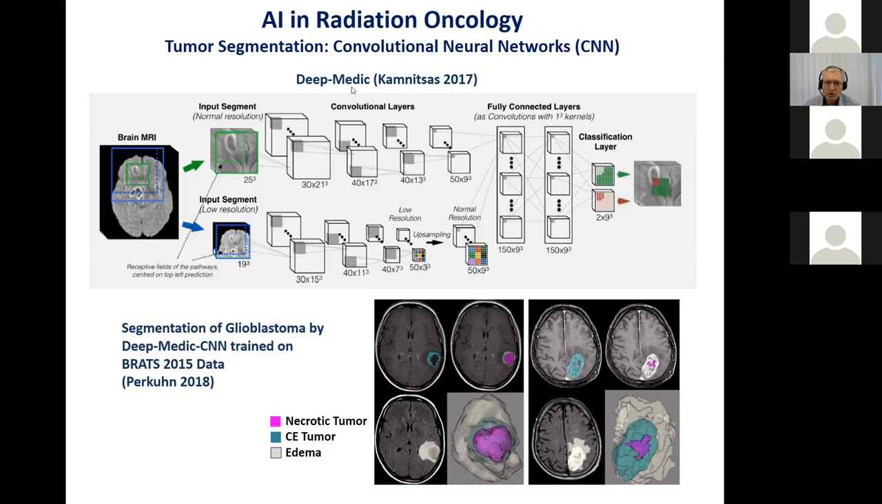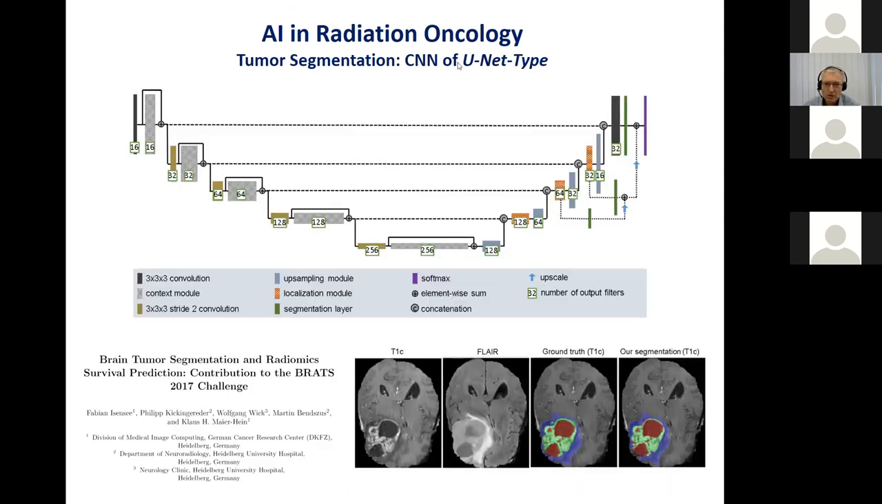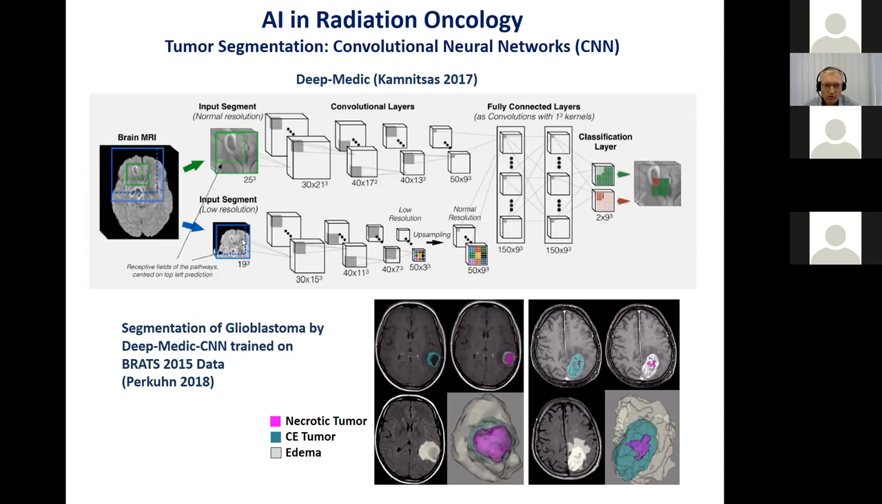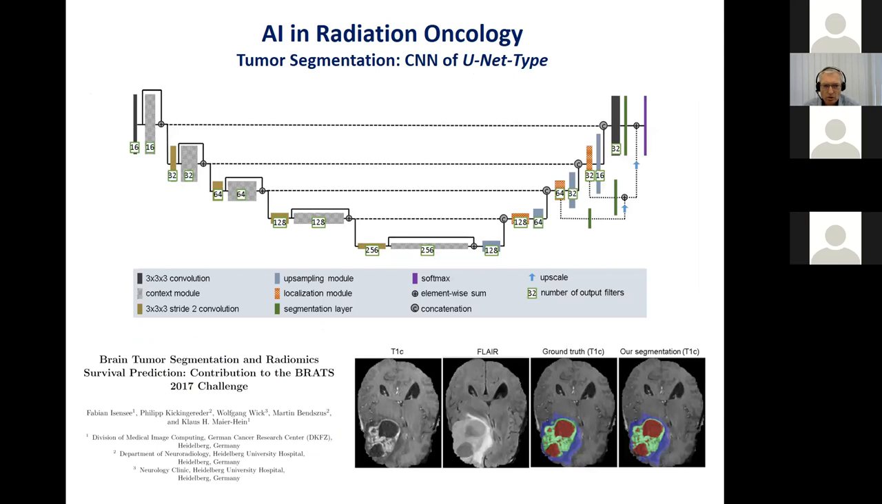A further development, which probably started from the DeepMedic, are the U-Net type convolutional neural networks. They have a more complicated structure, but the principle is that this resolution, or these scales of resolution, this principle is further expanded. So when you start with the original image, it's downsampled in many steps, and an increasing number of filters is generated. But at every downsampling step, the pictures with the low resolution are concatenated with pictures that have been generated from upsampling the downsampled filtered images again. And this results in a very accurate segmentation procedure.